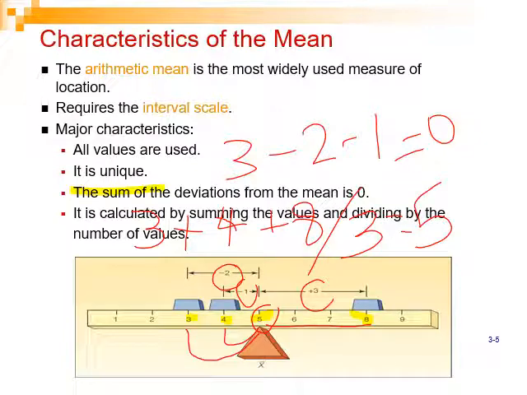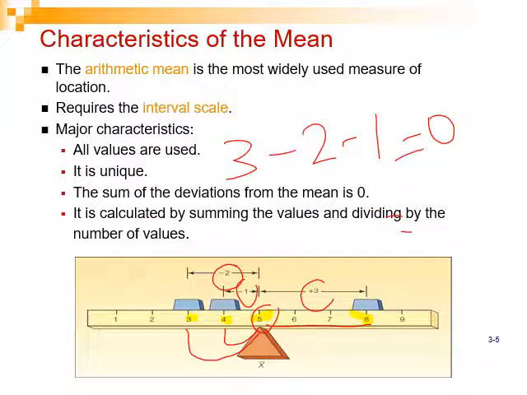And finally, another characteristic of the arithmetic mean is that it's calculated by summing all the values and dividing by the number of the values. That's of course what we already did to get the mean equal to 5.